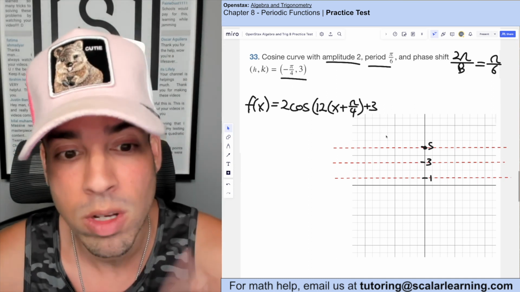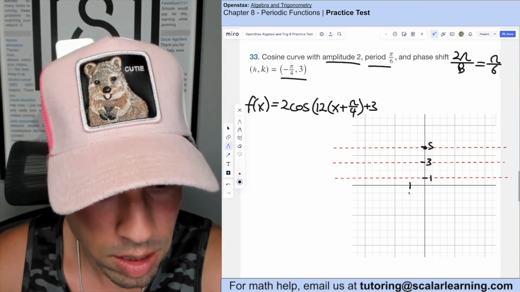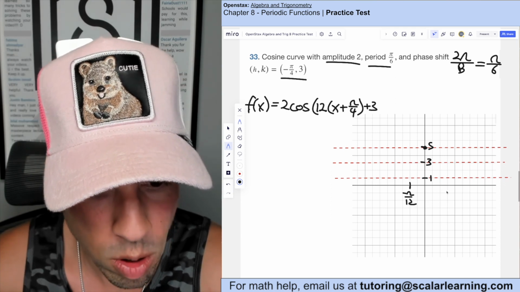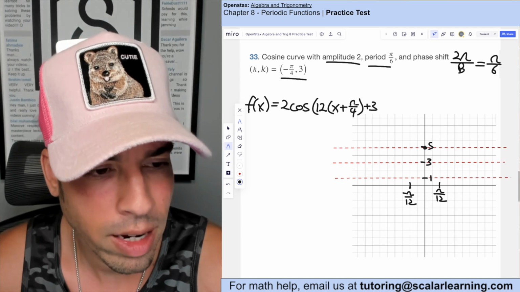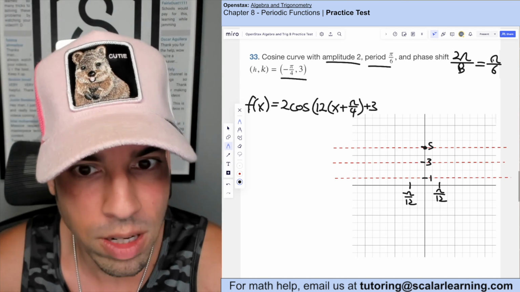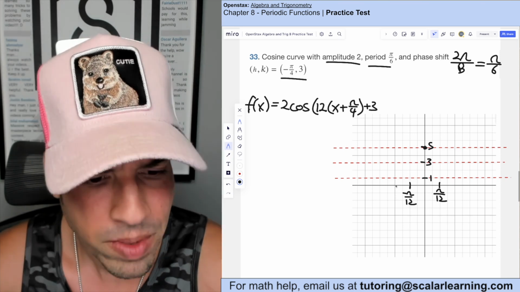But now we have to label the x-axis. We haven't done that yet. So the way I'm going to do it is I'm going to say that this is negative pi 12ths and this is positive pi 12ths. I like using pi 12ths because I can use pi fourths and pi over 6. 6 and 4 are both factors of 12. So that's going to make it easier.